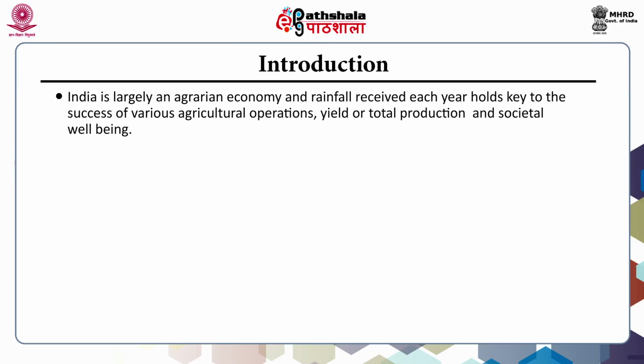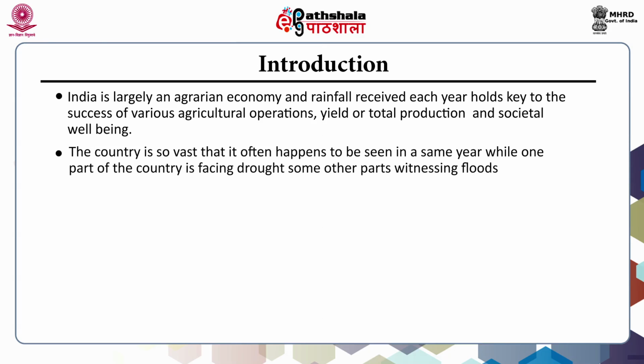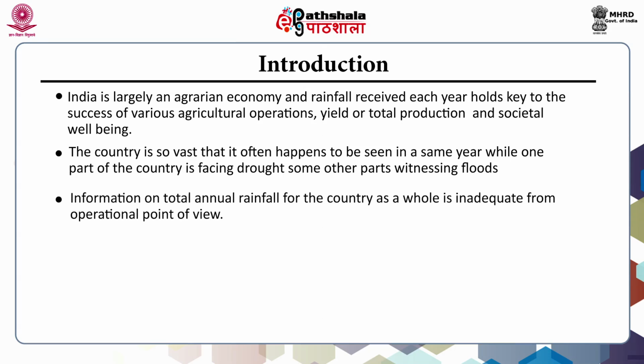As we know, India is largely an agrarian economy. Rainfall received each year holds the key to the success of various agricultural operations, yield or total production and social well-being. In India, it can be seen in the same year that one part of the country is facing drought while some other parts witness floods. Information on total annual rainfall for the country as a whole is inadequate from the operational point of view.